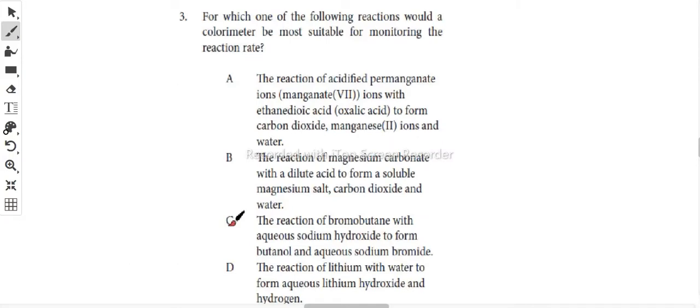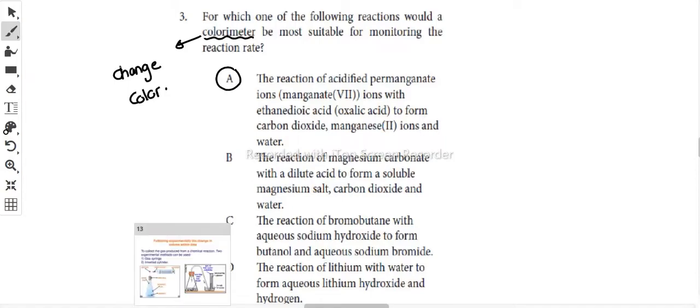Now the last question related to this idea: for which of the following reactions would a colorimeter be suitable for monitoring the reaction? Colorimeter, so it's the change in color. Start looking for which of the options contains a transition metal or iodine besides having bromine. You're going to find that A is the correct answer, the reaction of acidified permanganate. So I've got here the permanganate ion. This is the manganese, so there is a color change.